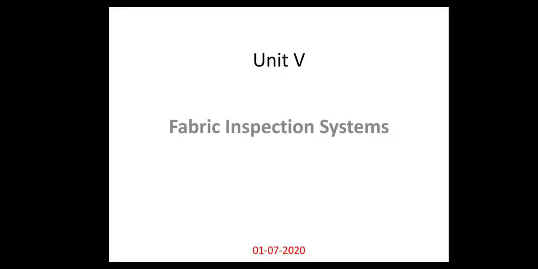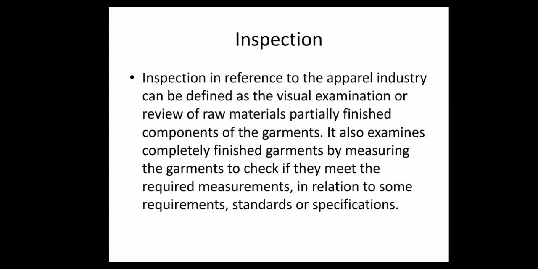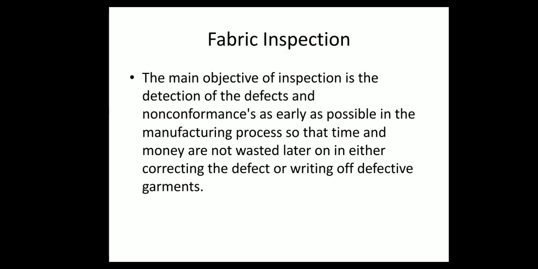Unit 5 Fabric Inspection Systems. Inspection in reference to the apparel industry can be defined as a visual examination or review of raw materials, partially finished components of the garments. It also examines completely finished garments by measuring the garments to check if they meet the required measurements in relation to some requirements, standards, or specifications.